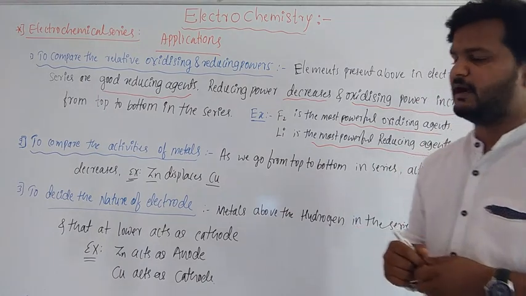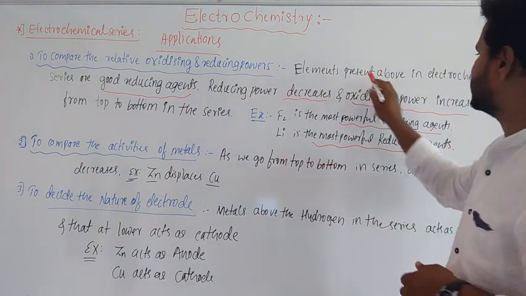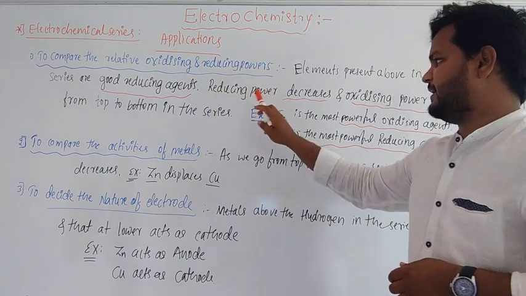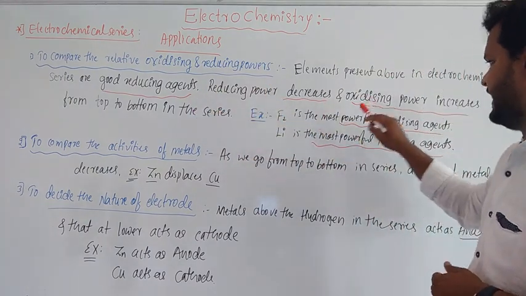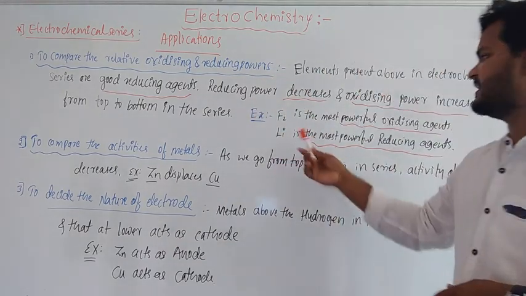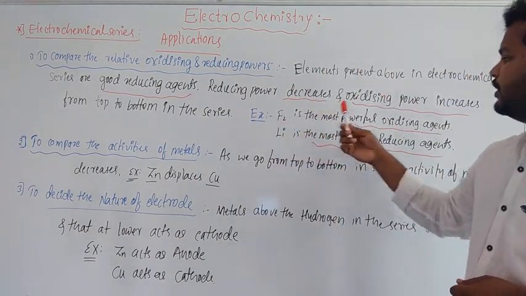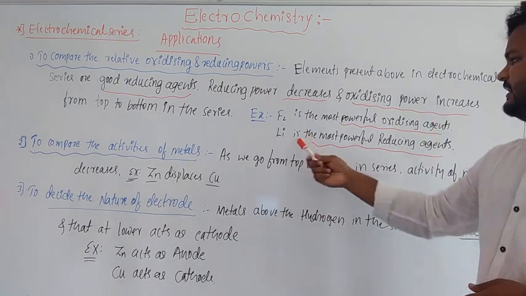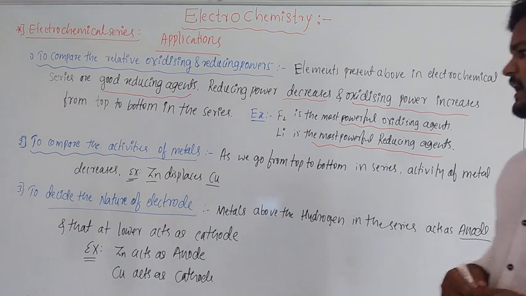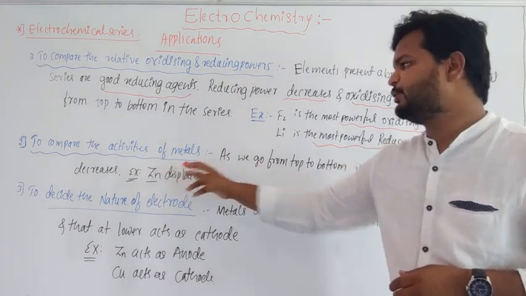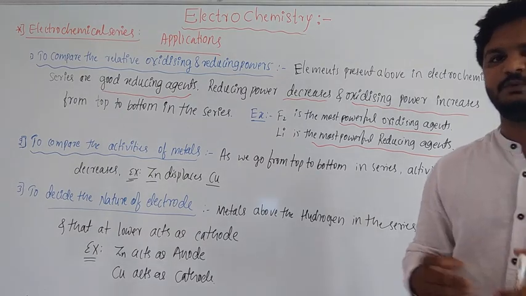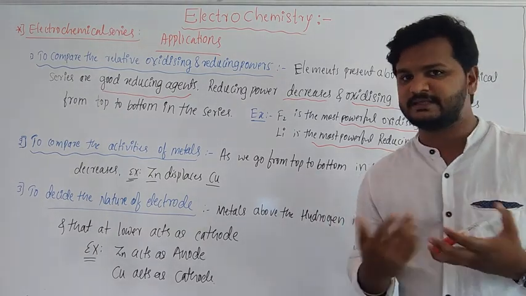Students, again I am going to read here. Elements present above in the electrochemical series are good reducing agents, and reducing power decreases and oxidizing power increases from top to bottom in the series. Example: fluorine is the most powerful oxidizing agent, lithium is the most powerful reducing agent. And the second application: to compare the activities of metals, meaning which is more active and which is less active.